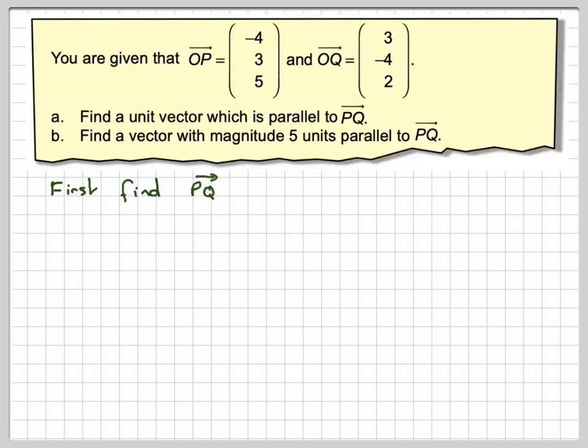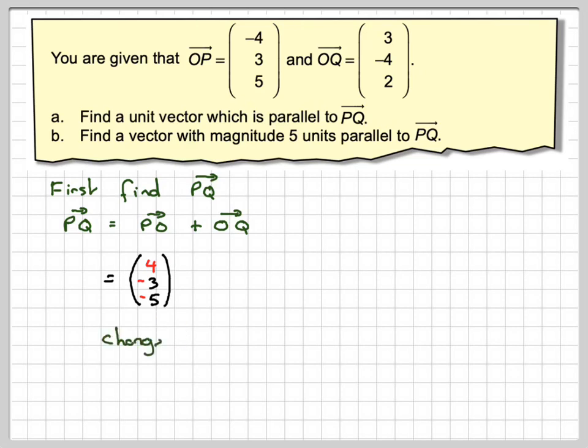So it's very, very important that you actually write down this statement first of all. PQ is equal to PO. It's P to O because you're going to the origin, plus OQ. And then you must realise that you're actually given the vector OP, so you must make sure that you change the sign of each of these. This one will become plus 4, this one will become minus 3, and this one will become minus 5.